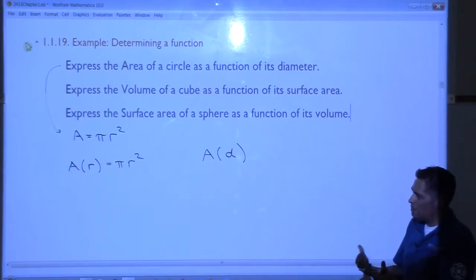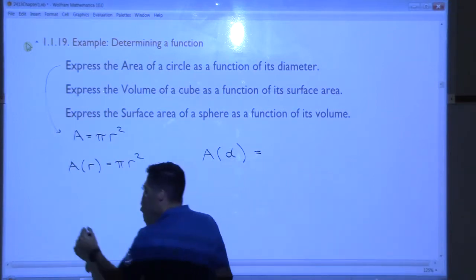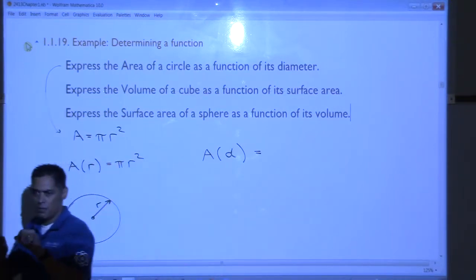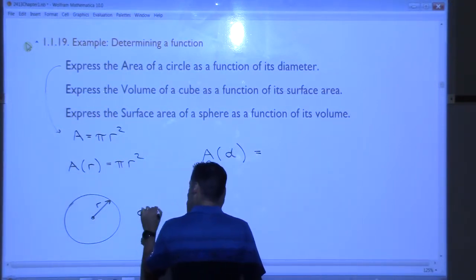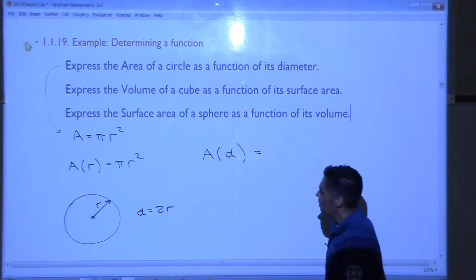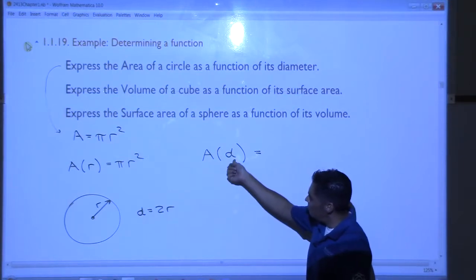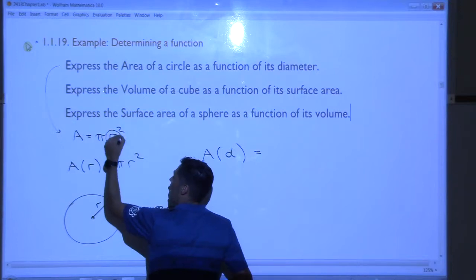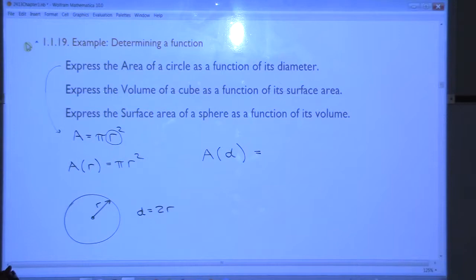This one's a pretty straightforward problem because we actually know the relationship between the diameter and the radius of a circle, right? The radius of a circle is the distance from the center of the circle to any point, and the diameter is just twice that. So the diameter of a circle is just double the radius. If we want to come up with this formula where our area depends on the diameter, then what we need to do, I'll go back to this one, is somehow substitute or replace that r with something that has d in it instead, right?